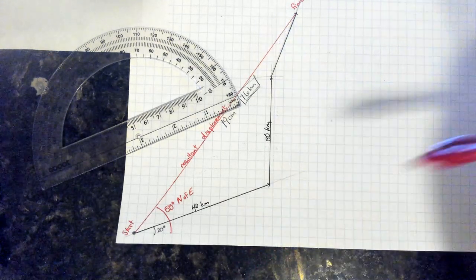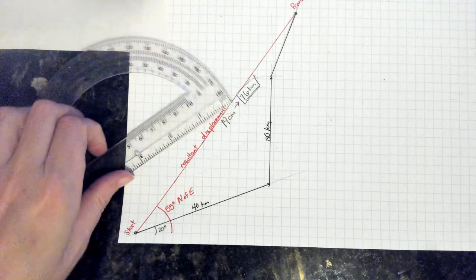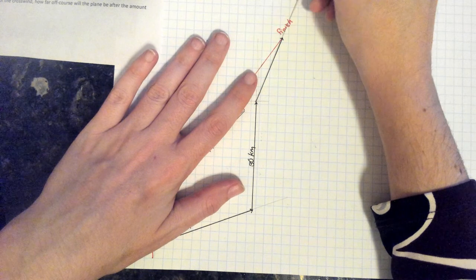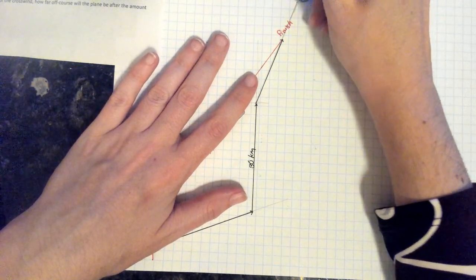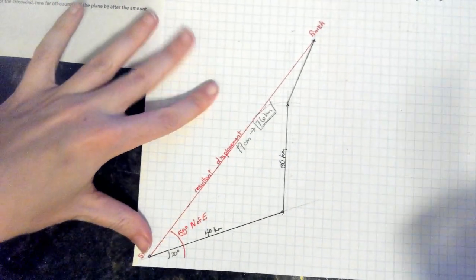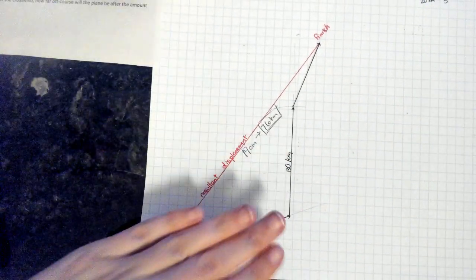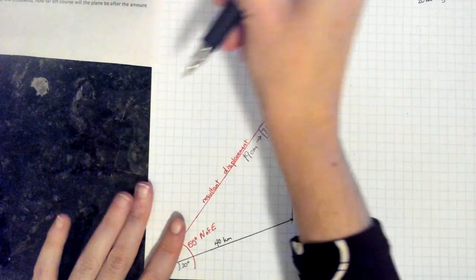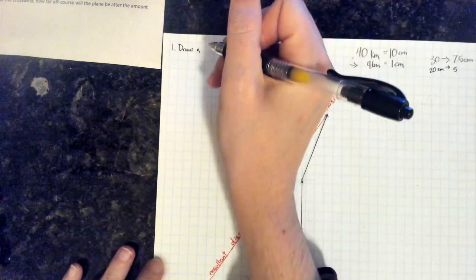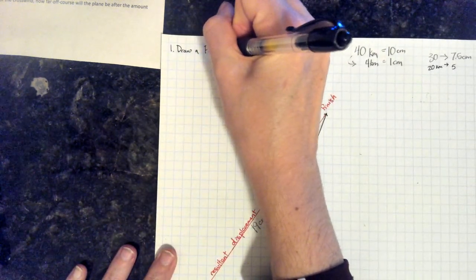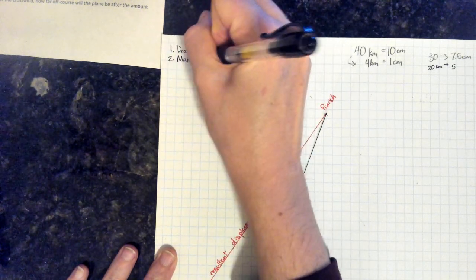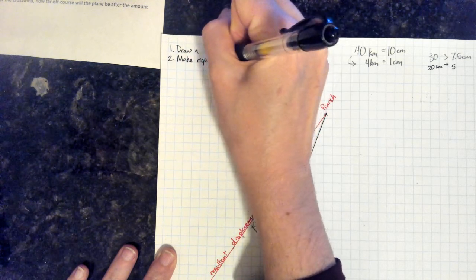Okay, so that took us, even with all the explanation and the introduction and the sketch, 18 minutes. And now we'll see how to do that with calculations. So same thing, first step, draw a picture. Well, in this case, we have the picture already drawn. Second step, make right triangles.